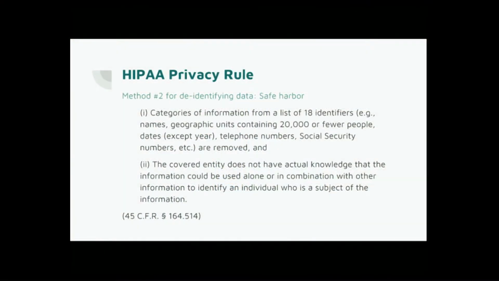And the second de-identification method is the safe harbor, which involves stripping the data of certain identifiers from a list of 18 identifiers. And the covered entity also must not have actual knowledge that the information could be used alone or in combination with other information to identify an individual who is the subject of the information.